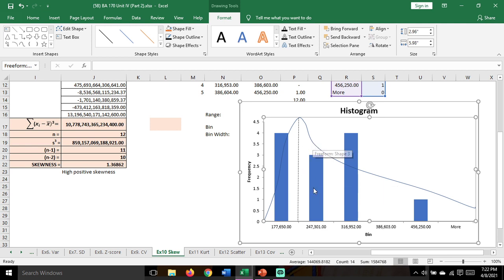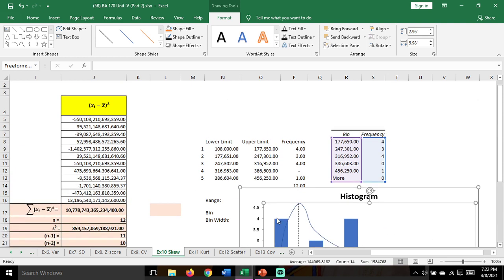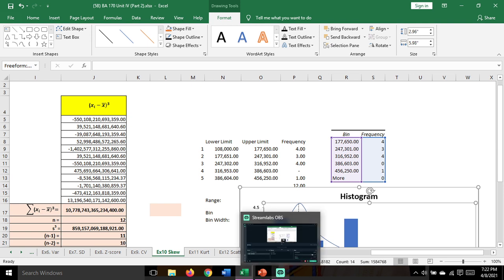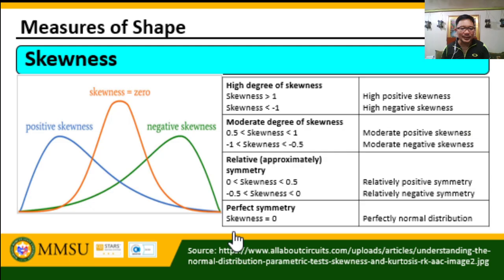Okay? So, yan yung ating skewness. So, based from the histogram, makikita natin na skewed to the right or highly skewed to the right. Okay? So, positive skewness siya. So, that is all about skewness. Okay? Now, let's talk about the other measure, and that is your kurtosis.